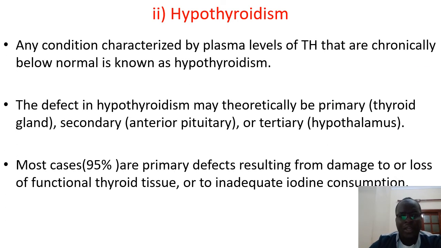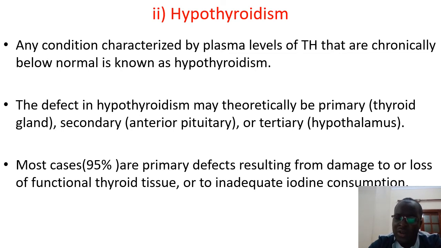Hypothyroidism. So what happens in hypothyroidism? Any condition characterized by plasma levels of thyroid hormone that are chronically below normal is known as hypothyroidism. The production and the secretion of thyroid hormones is low, below the normal range. Then you have hypothyroidism. The defect in hypothyroidism may theoretically be primary if it's affecting the thyroid gland itself.